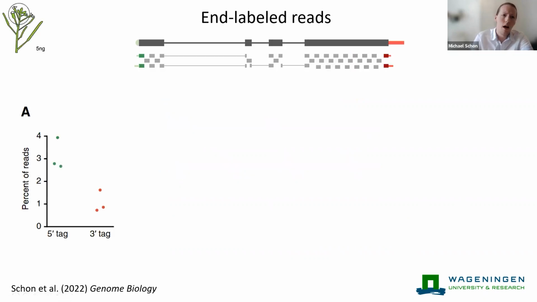To test this, I generated SmartSeq2 libraries from 5 nanograms of total RNA. So this is a low input sequencing method, and I just asked the question, can I identify the template switching oligo and the oligo dT sequences, and what percentage of reads can I find them in? And so it's not a lot. A very small minority of the total library contains these tags.